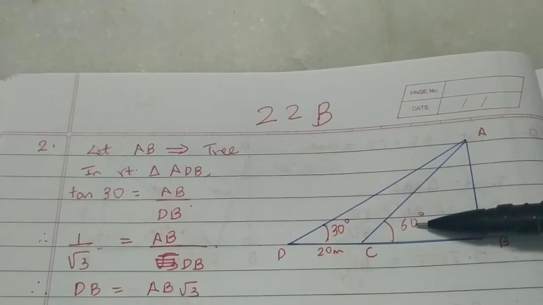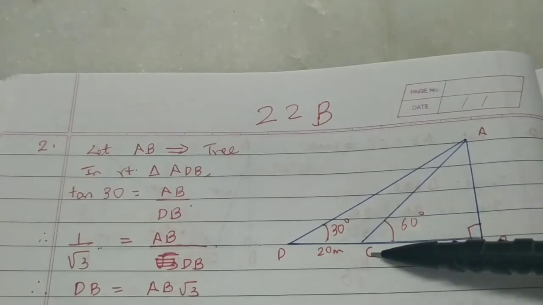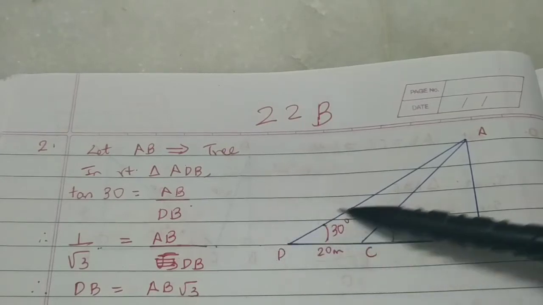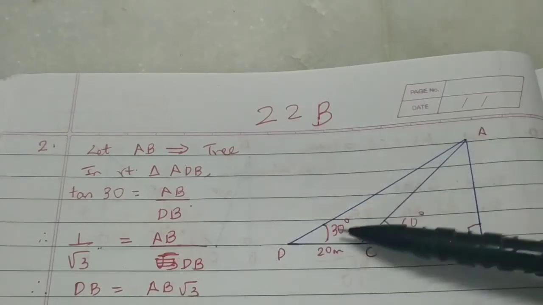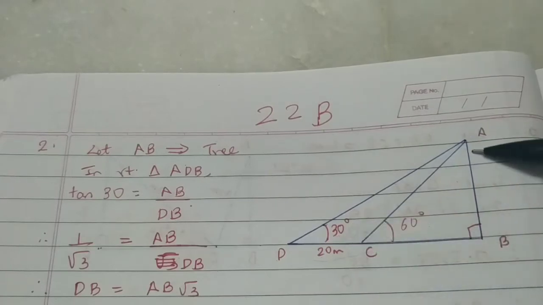Then you fancy to have a better view of the top of the tree. I don't know what caught your eye that you decided to go 20 meters farther away to get a better view, and now the angle of elevation is 30 degrees. And we have to find the height of the tree.